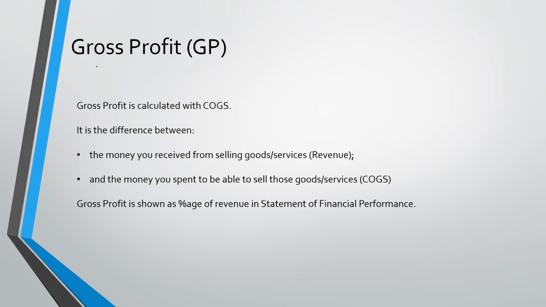Examples of COGS are purchases, plus maybe you paid freight to get those goods into your warehouse before you could sell. That will be also part of it. Gross profit is shown as percentage of revenue in statement of financial performance.